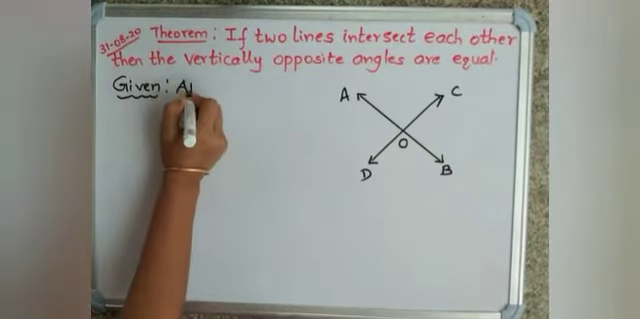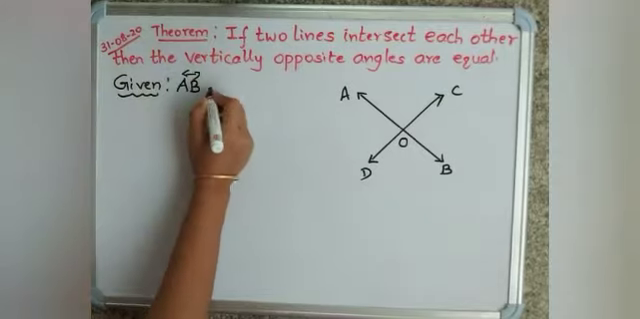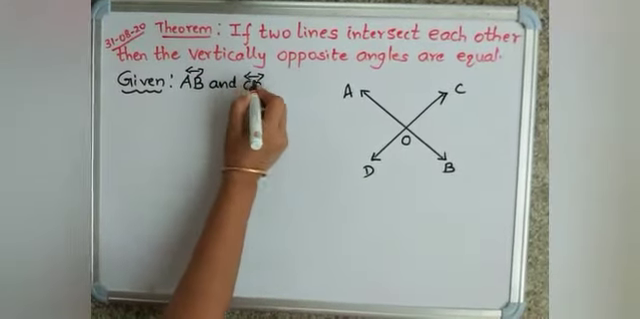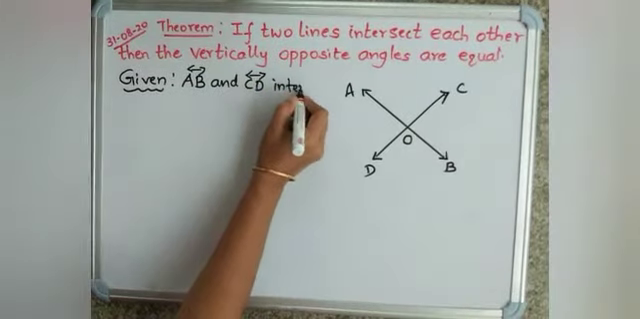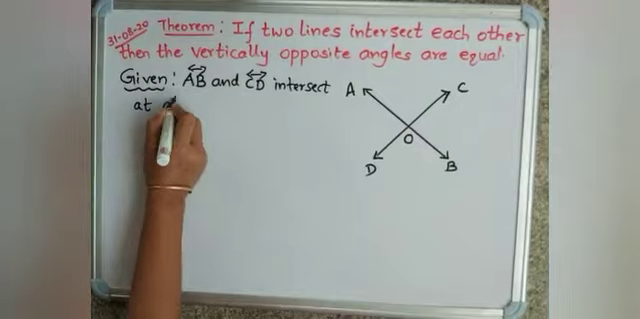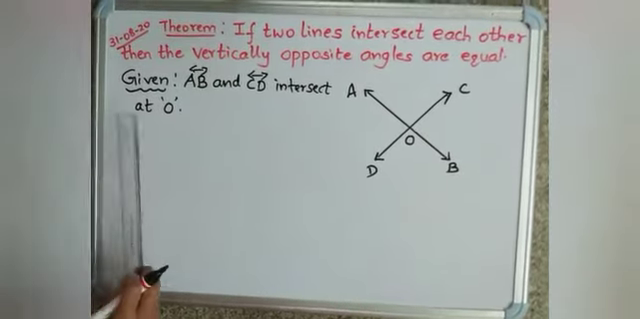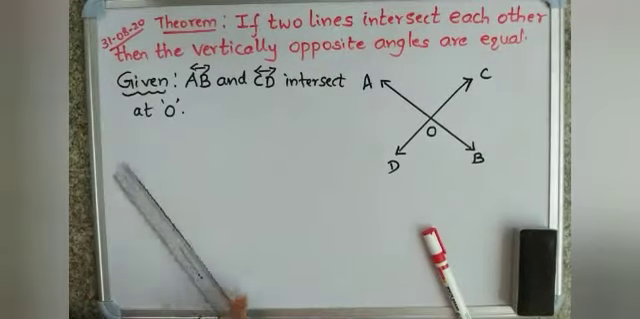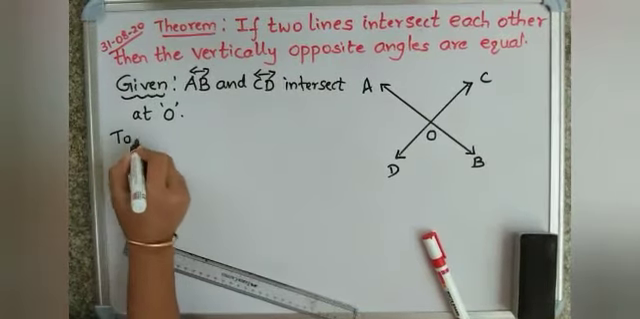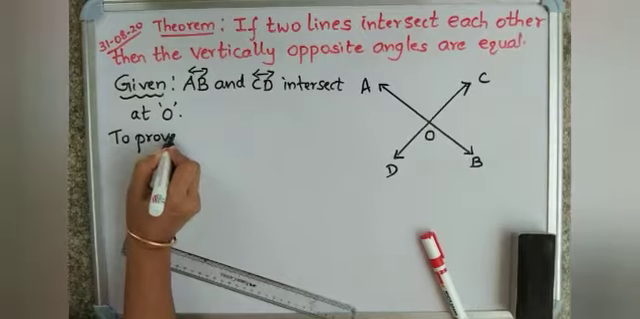So AB and CD intersect at O. So this is given data. Next step, that is to prove. So what is to be proved? Let us write. To prove.